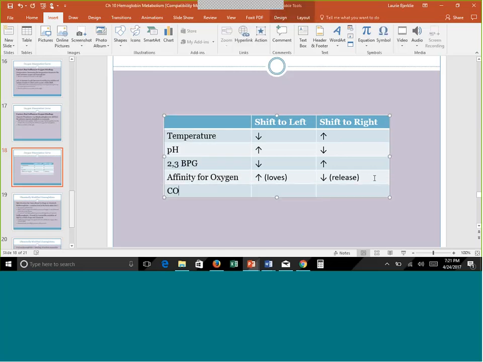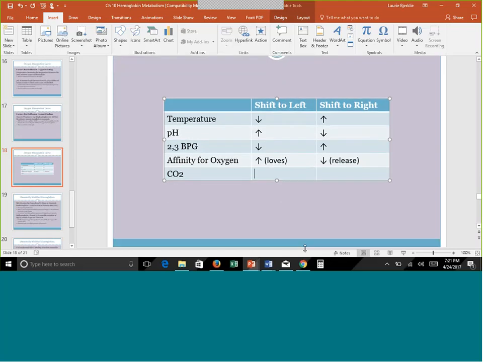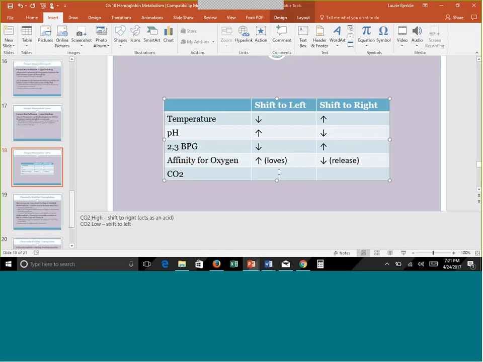Okay, now I can add in my CO2. Like I had said down here in the notes, a CO2 shift to the left is going to be low, a shift to the right is high. All right, if you actually look at this, so now that you see all that, let me take out this row real quick for you. I'll bring it back in.